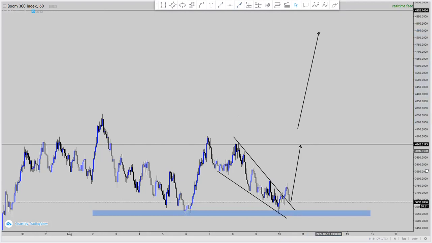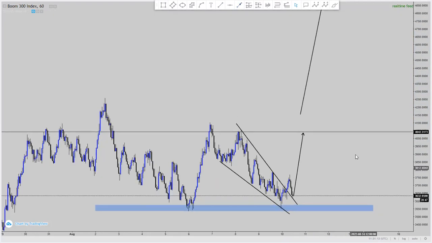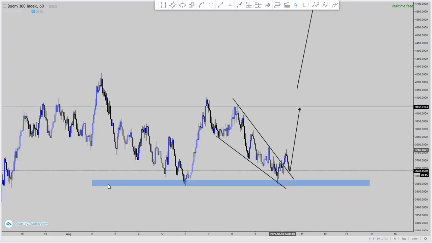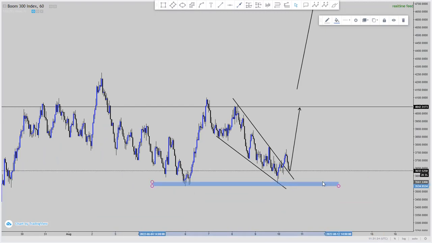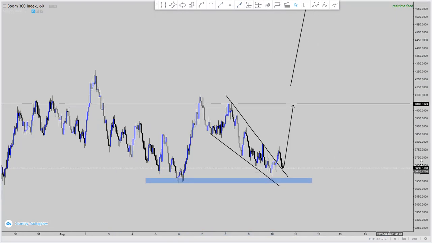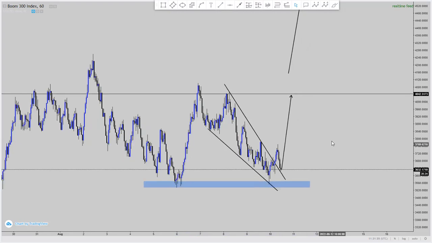I'm happy that the falling wedge has been broken already. Price has broken out of that falling wedge. So what we now need to do is to wait for a candlestick confirmation pattern, either on 30 minutes or 15 minutes. Then we enter our buys. But basically, so far so good.